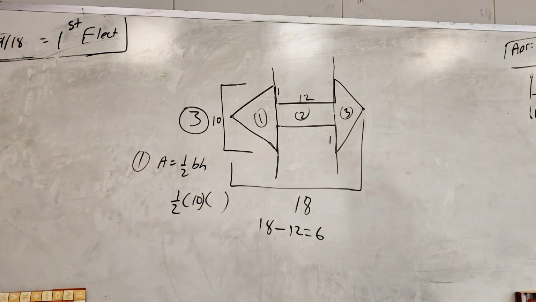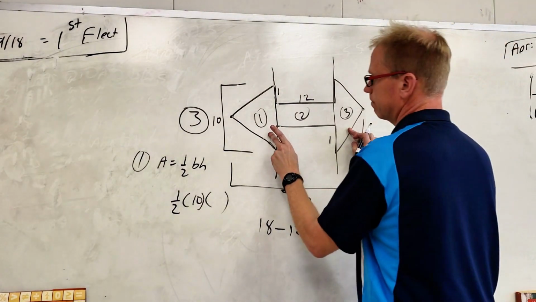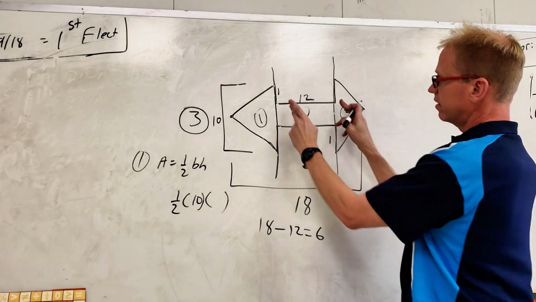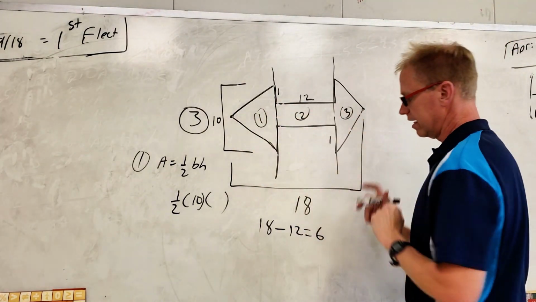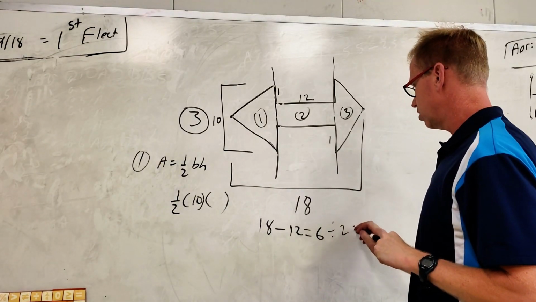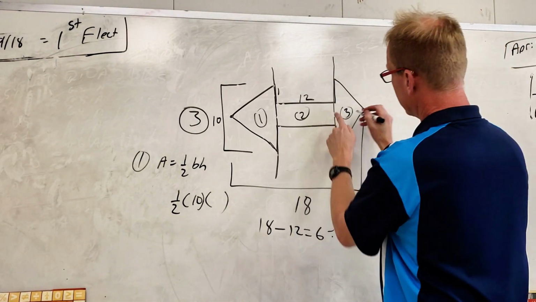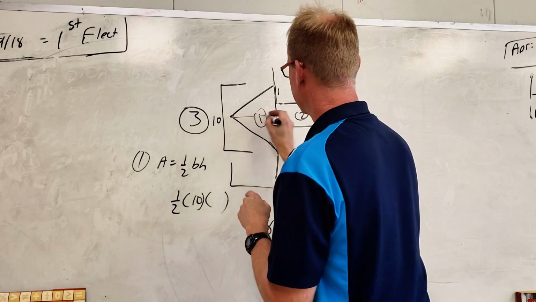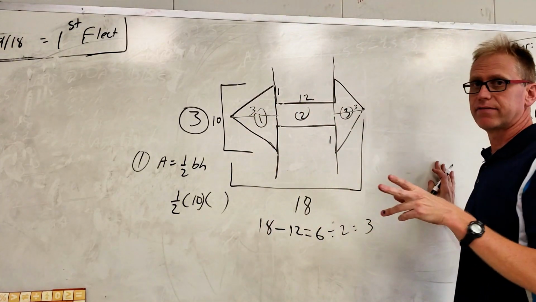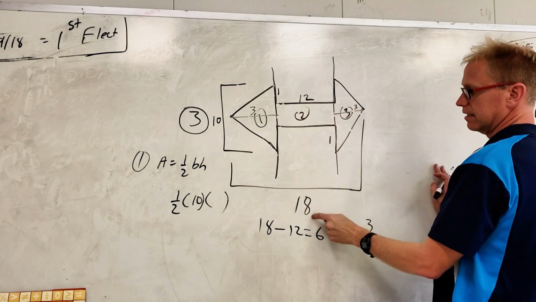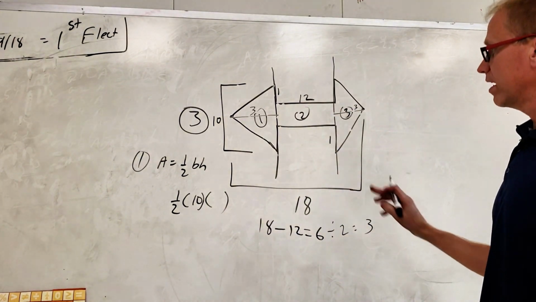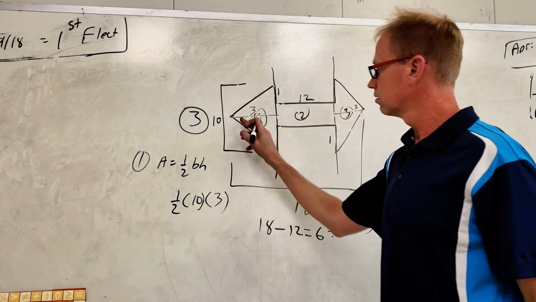Now remember what I told you earlier, that these two are the same. So if this is 12 and there's 6 left over, what is each one? Well, each one has got to be divided by 2, which is 3. So from here to here is 3. From here to here is 3. And let's see if that adds up to 18. 3 plus 12 is 15, plus 3 is 18. So that works out. So the height is 3 from here to here.